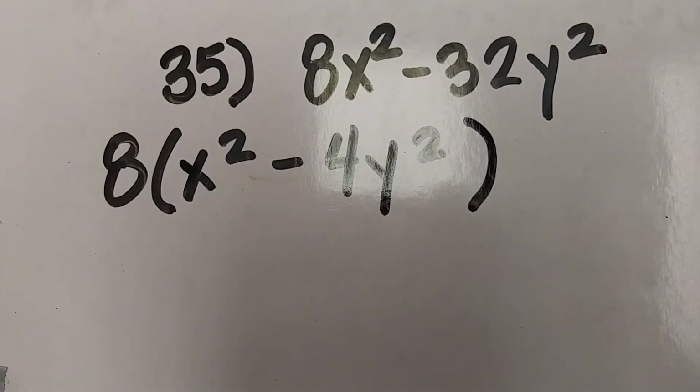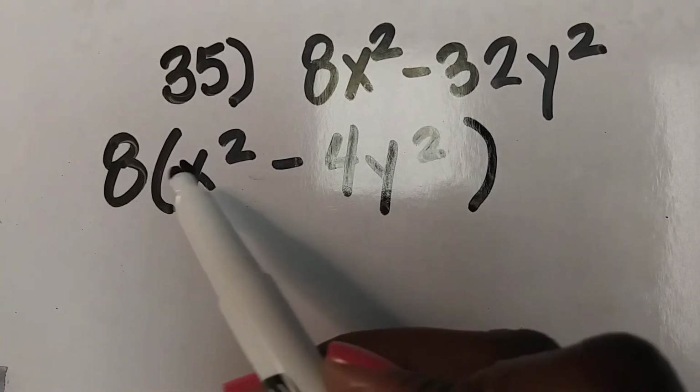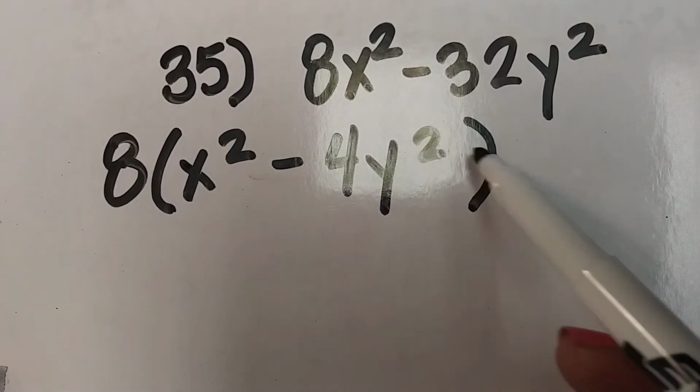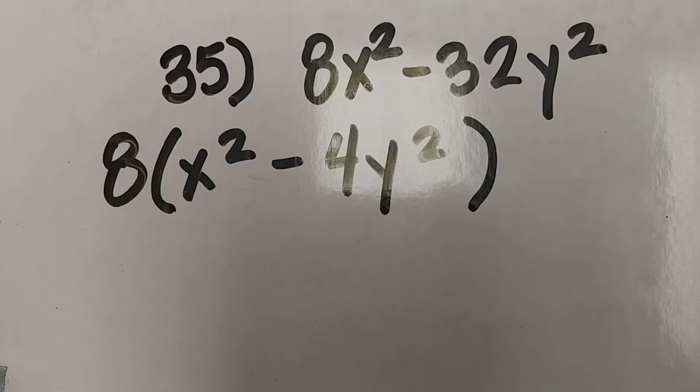I can do a quick self-check. 8 times x squared is 8x squared. 8 times negative 4y squared is negative 32y squared. So quick self-check. The question says factor completely, so that's an indicator that I probably have to do another step.